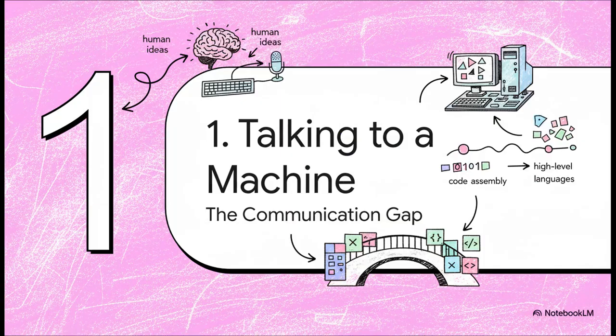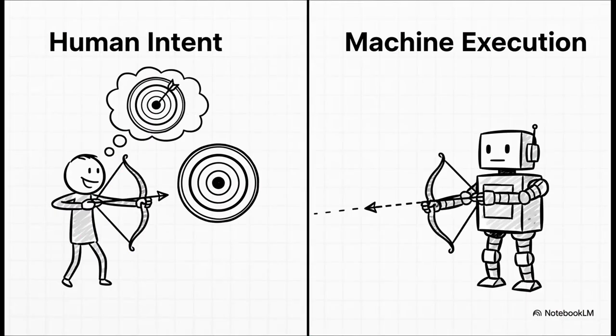Okay, so you might be thinking, what's the big deal? Why can't we just use English or any other human language? Let's dig into why that doesn't quite work and what the real challenge is when you're trying to talk to a machine. It's a really interesting paradox when you think about it.